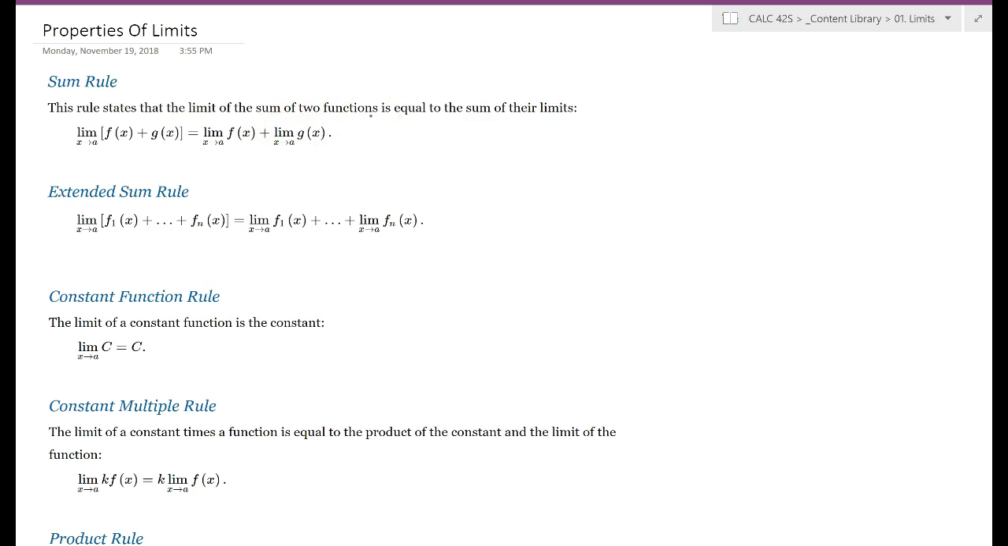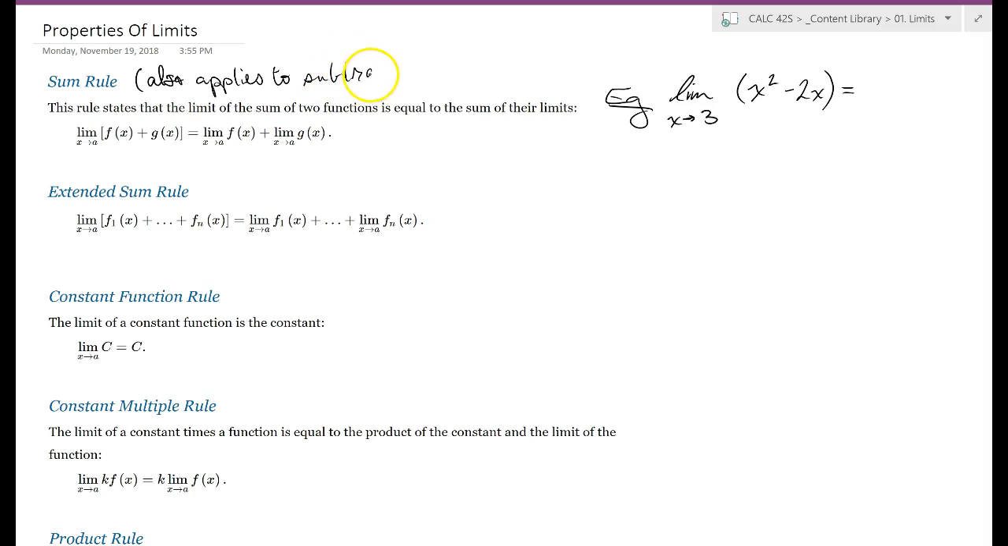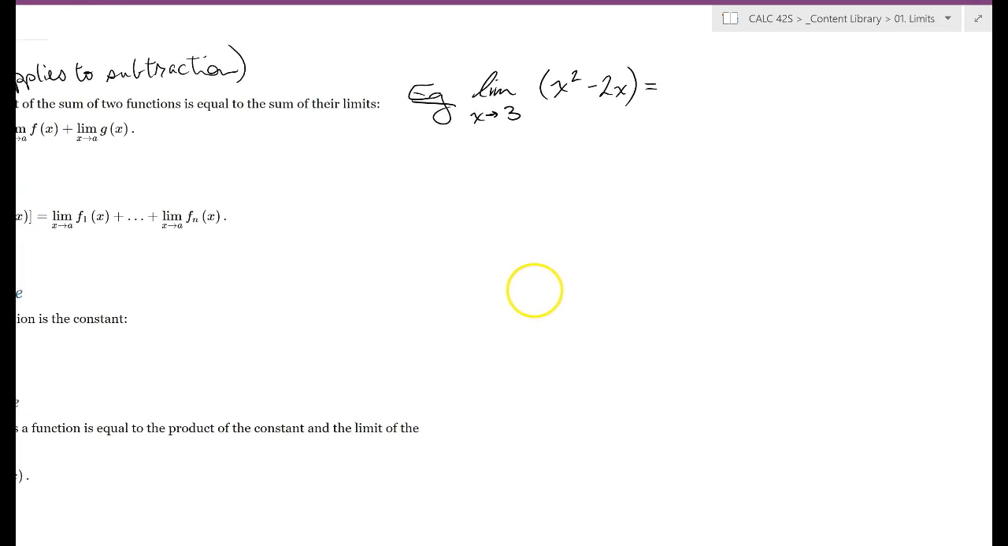This is especially apparent when we're looking at things like polynomials, and so we can see in this example that if I ask for the limit as x approaches 3 of x squared minus 2x, I can then, and so sum also being difference, this also applies to subtraction, because we can think of subtraction as adding a negative.